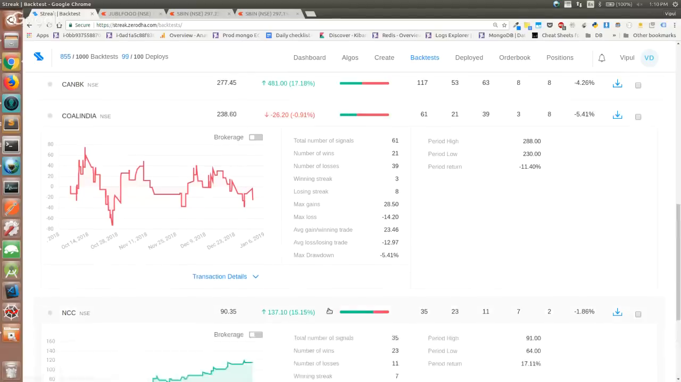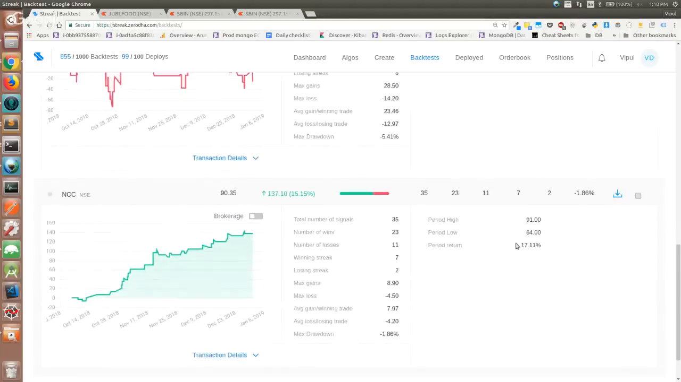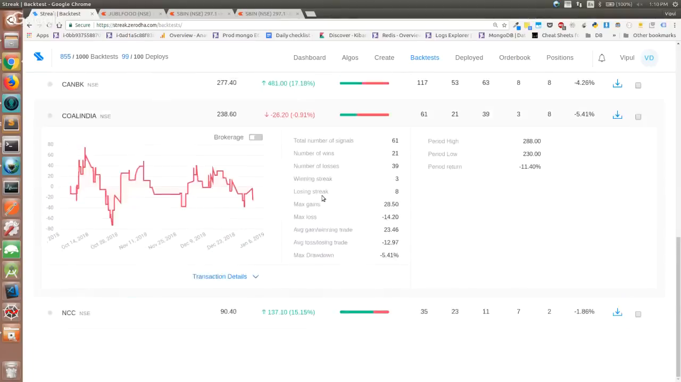So now let's look at NCC. NCC gave 17%, which is an extremely bullish result in this 3 months period. And here the backtest gave 15%, which is very good, which is somewhat close.